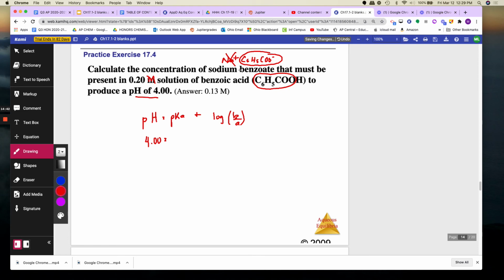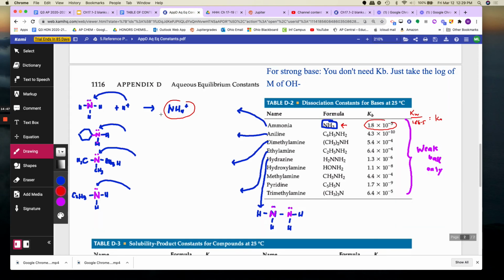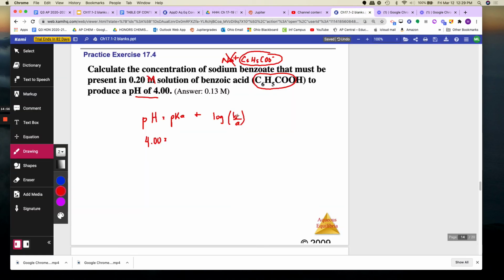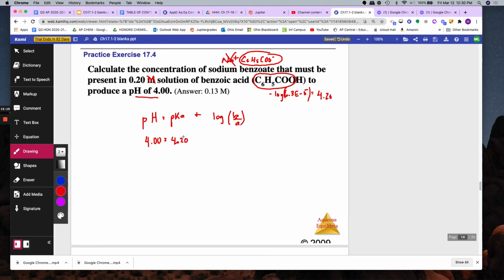So you have to look up benzoic acid in appendix D. I think they're alphabetical over here. 6.3 E negative 5. That's the Ka. Take the negative log of that and you're going to get the pKa, 4.20. So if you just put equal amounts of acid and base, you're going to get a pH of 4.2, but you want a 4.00, so you're going to have to change what you put in there a bit. It says calculate the concentration of sodium benzoate. So sodium benzoate is the acid or base? That's right, it's the base. So that's missing. That must be present in 0.2 molar of the acid, so this would be 0.2.